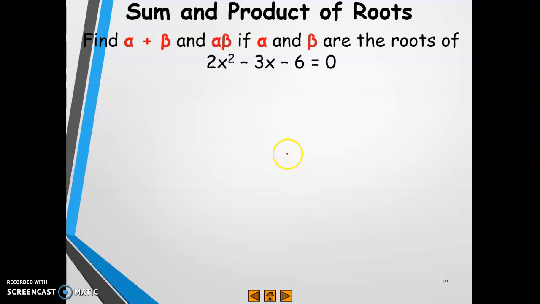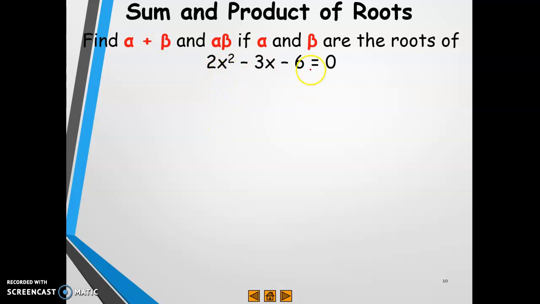Others may get the roots first and then just add them or multiply them to get the sum and product. So that's one option, among the many options that you have. You can simply identify the roots of the equation, and then add and multiply them to get the sum and product, and that's it, if you don't want to use the formula.